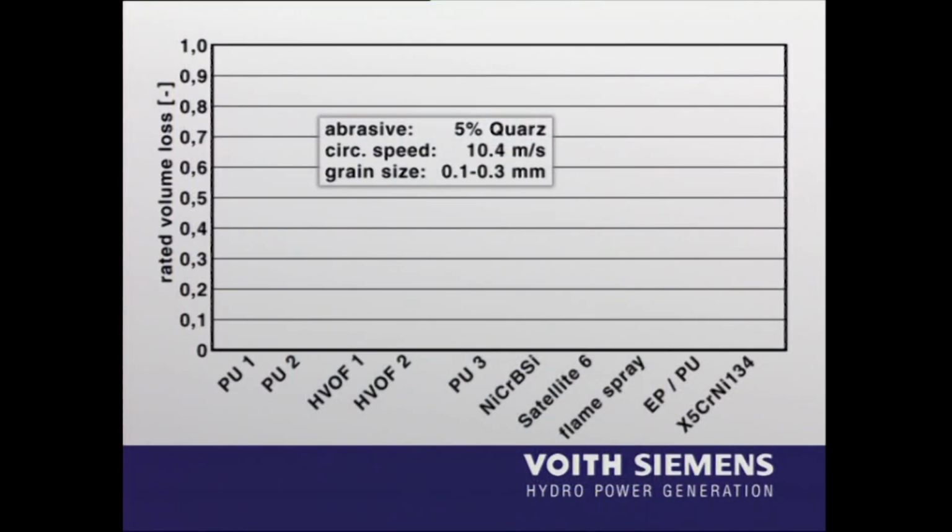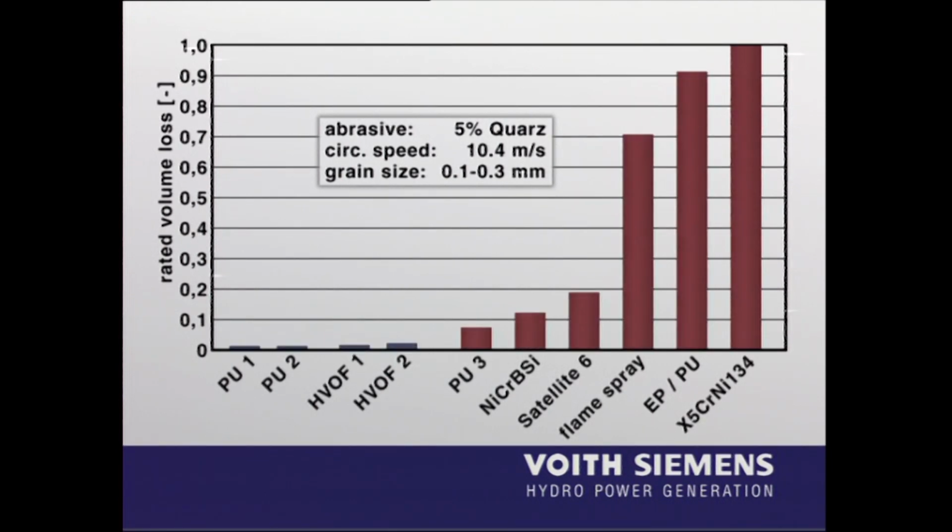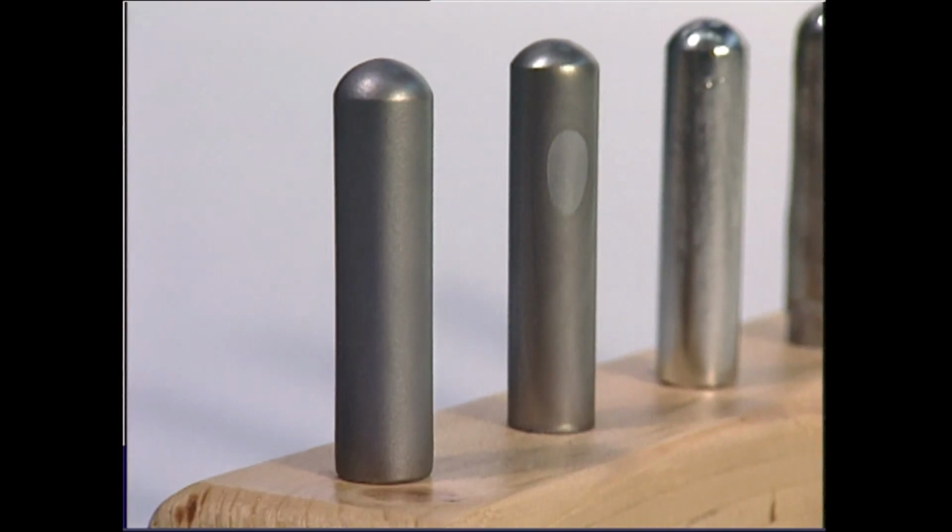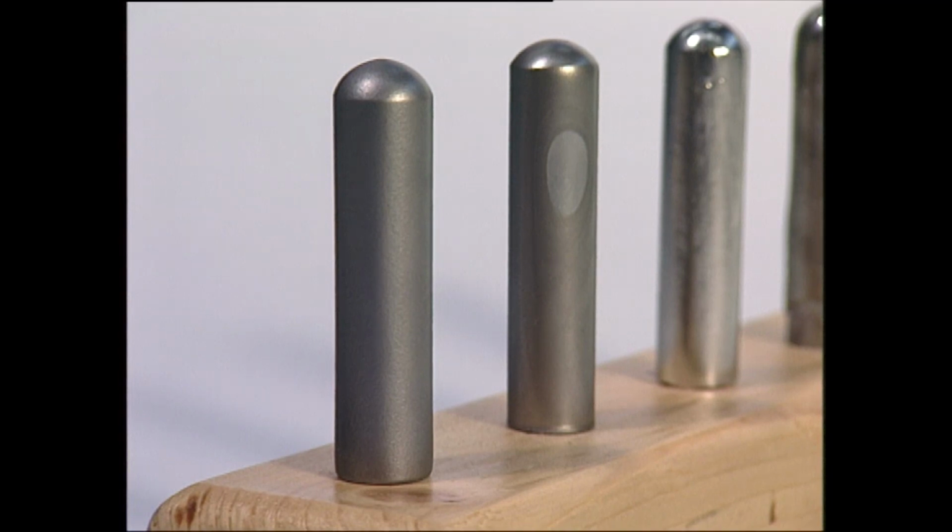These investigations have resulted in a distinct classification of coating techniques. The top end of this ranking, on the one hand, is clearly dominated by thermally sprayed hard coatings and by advanced polymer coatings based on polyurethane. Excellent abrasion resistance is obtained with the high-velocity oxygen fuel process.